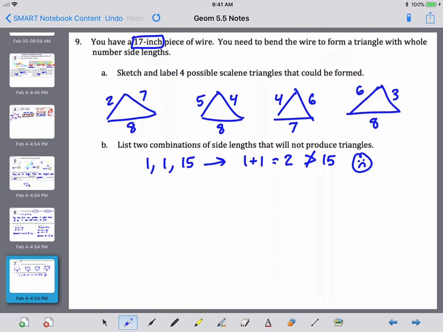Okay, let's try something similar. What if we have two sides of 2 and 2? Well, that adds up to 4, so the third side would have to be 13. Well, again, if you add your shorter two sides, 2 plus 2 is only 4. 4 is not greater than the third side of 13. So that also does not work.